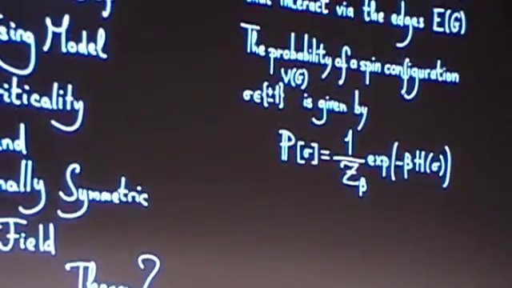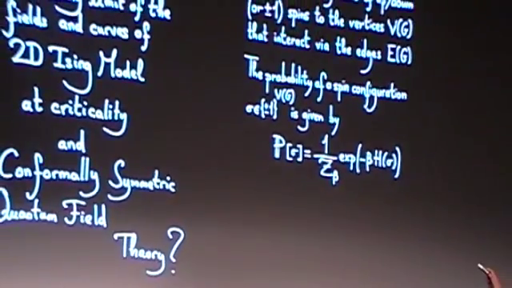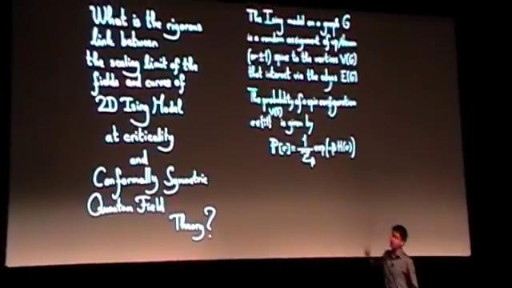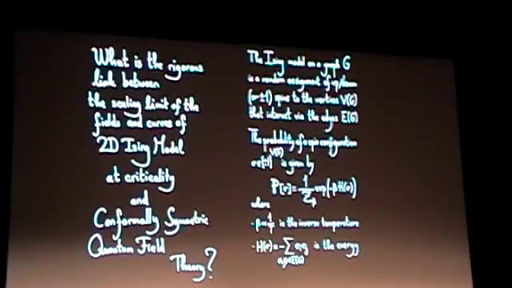How? Well, the probability of the spin configuration is given by a Boltzmann weight. The probability of the spin configuration is proportional to the exponential of minus beta times H, the energy, where beta is a positive parameter, the inverse temperature, and H is minus the sum over all pairs of adjacent spins of the product of the spins.